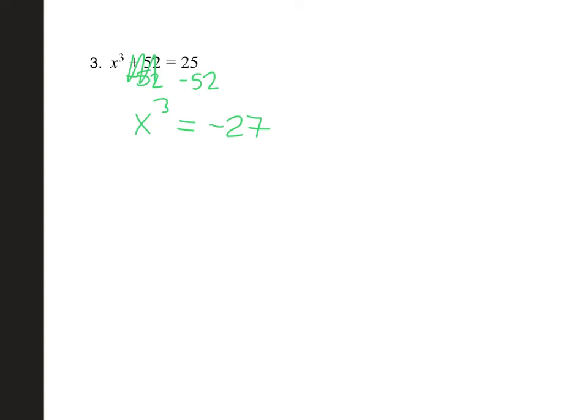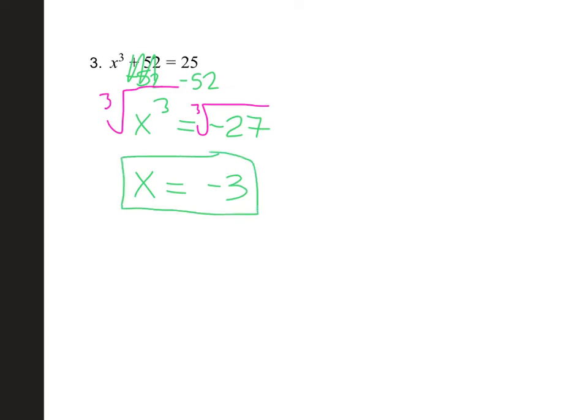And then I'm going to actually change up color so it's a little bit easier to see. We're going to take the cube root of both sides. So what am I going to be left with? I'm just going to be left with x equals, and the cube root of negative 27 is negative 3. Again, it's an odd exponent here, so I only have one concrete answer. Right? I'm not going to have a plus or minus here.